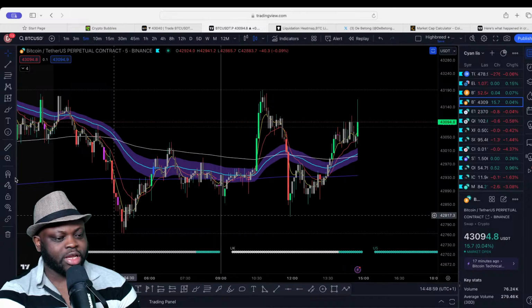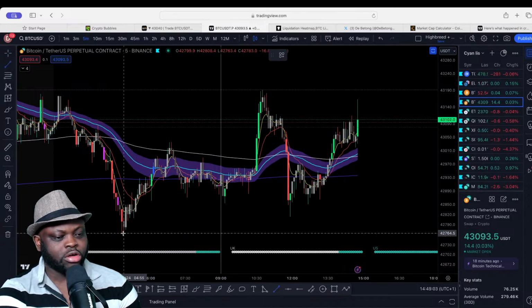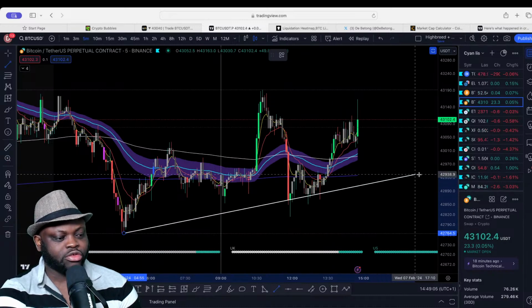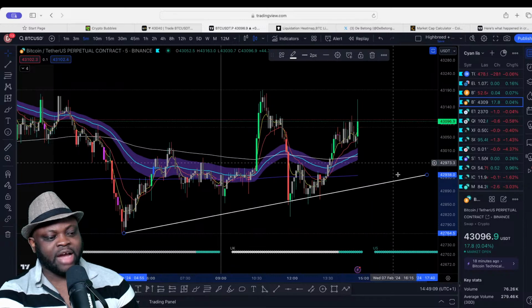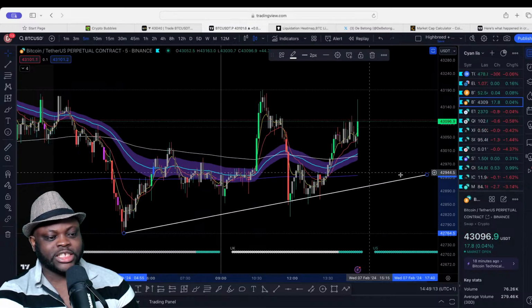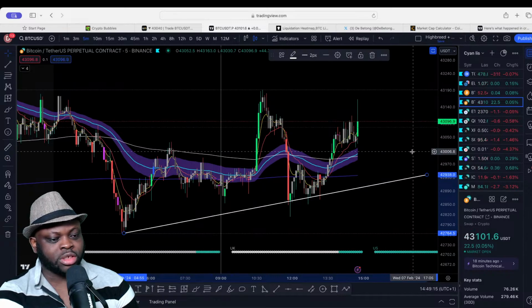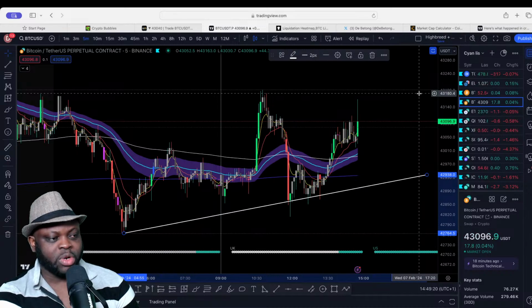And if price is respecting this structure on the lower time frame, if I draw this trend line here, I think that maybe if price has to, we have to see a sudden dip here, price is going to respect this 800 moving average, and I'm still going to be bullish on Bitcoin looking at the 5 minute time frame.